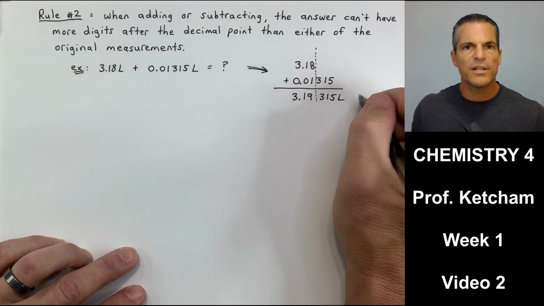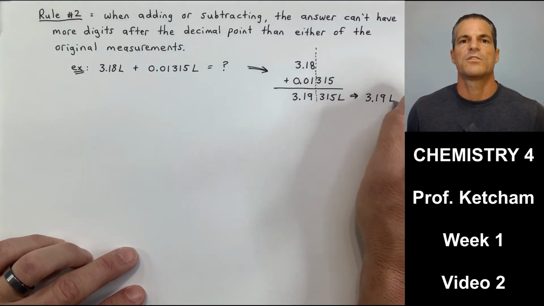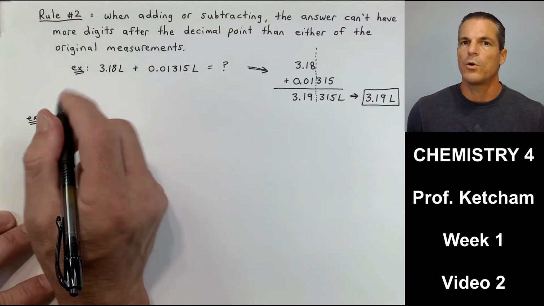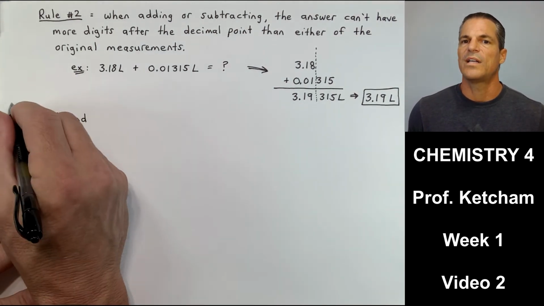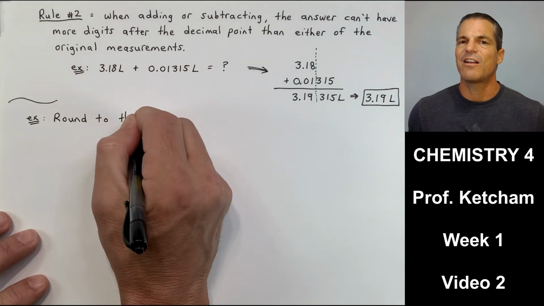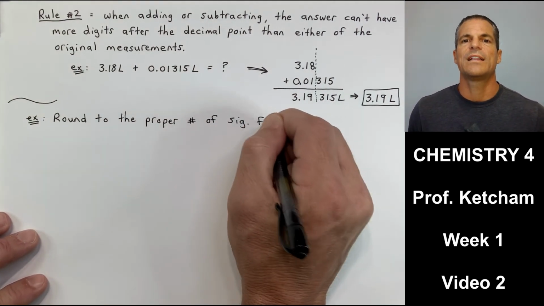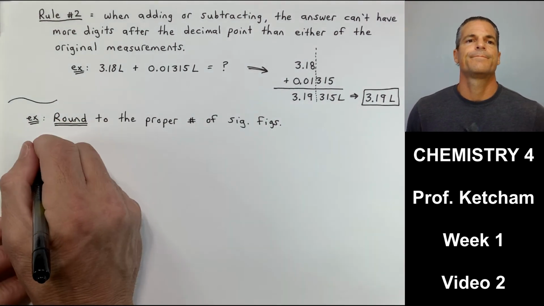The rule is totally different than the multiplication and division rule. So I add these guys together on the calculator, and then I round it to the appropriate number of significant figures, 3.19 liters. Seems kind of funny that you have to drop some numbers on the calculator, but we do. 3.19 liters, 3 sig figs.